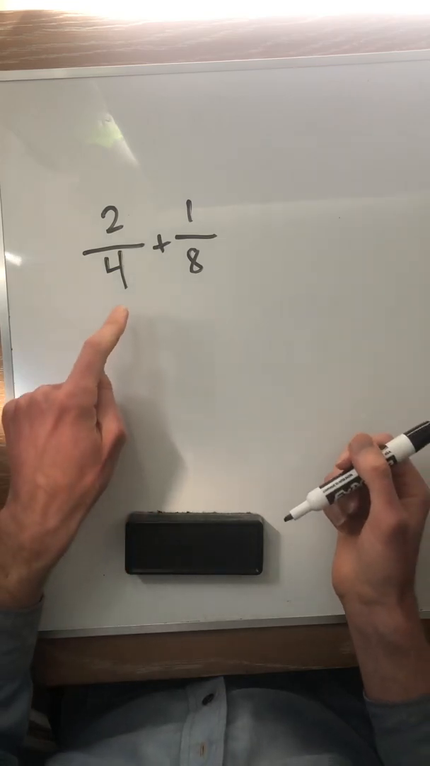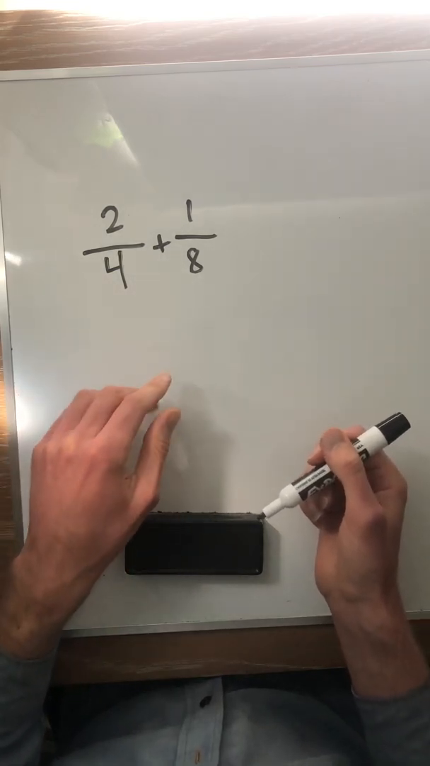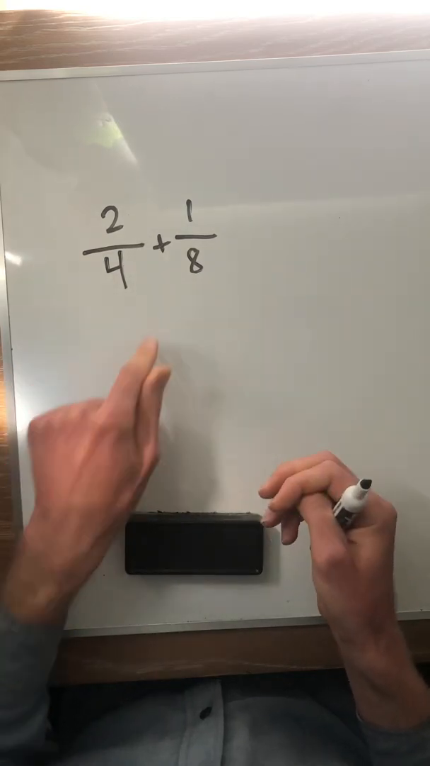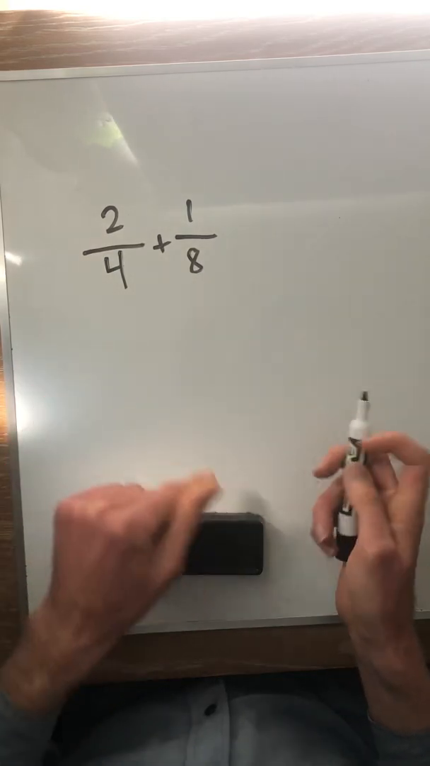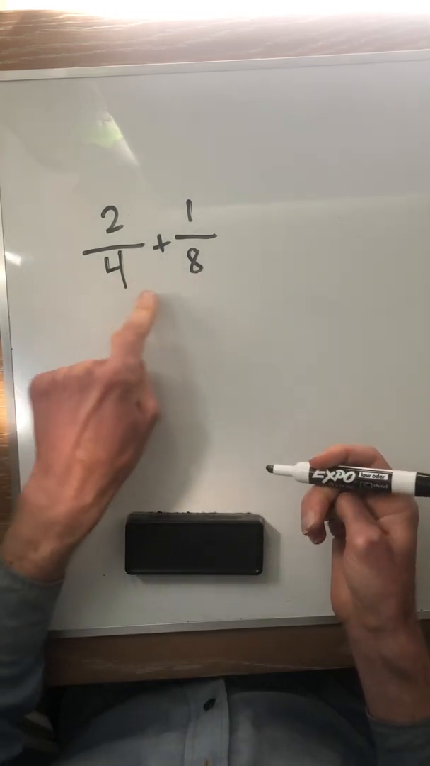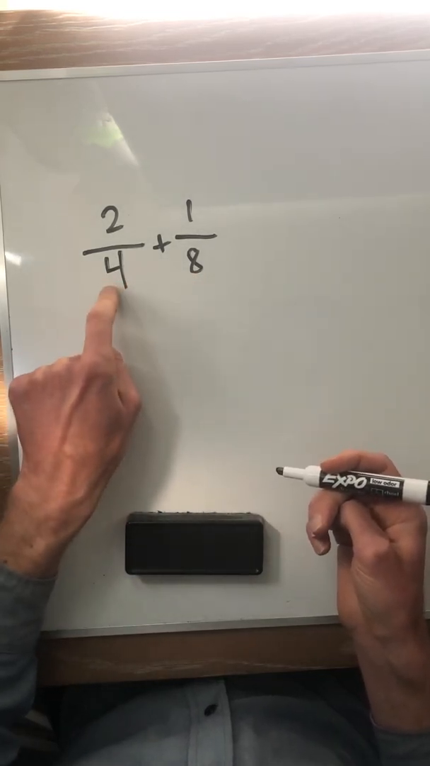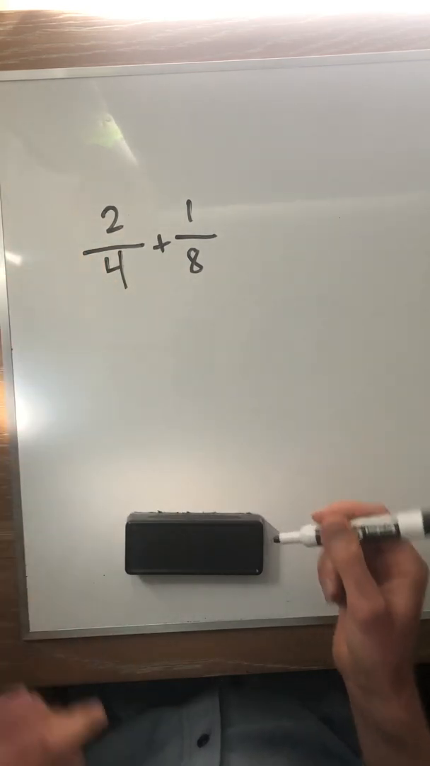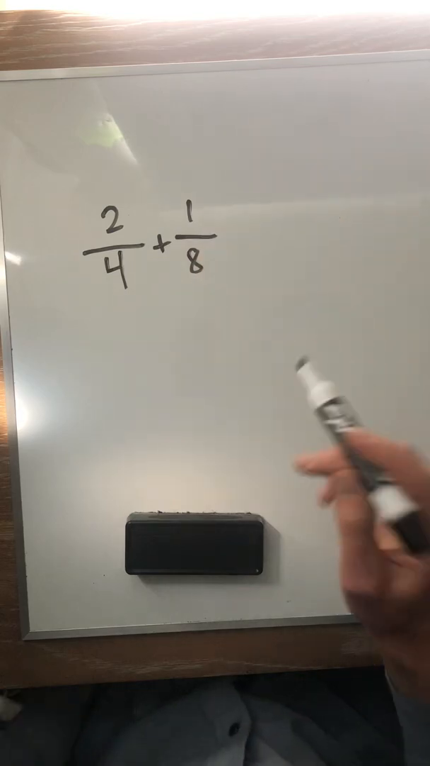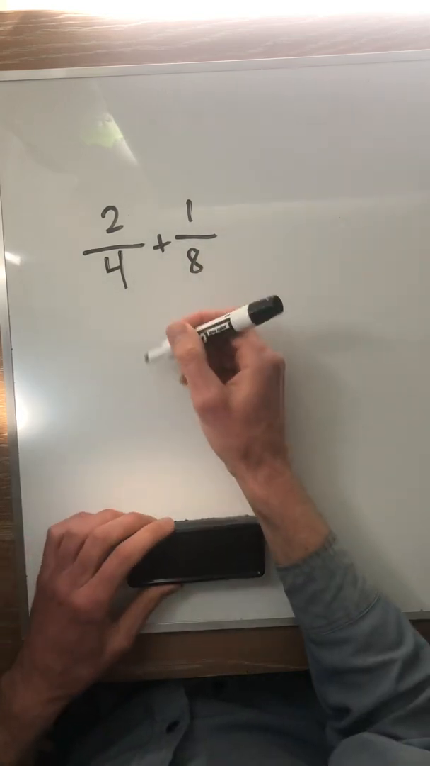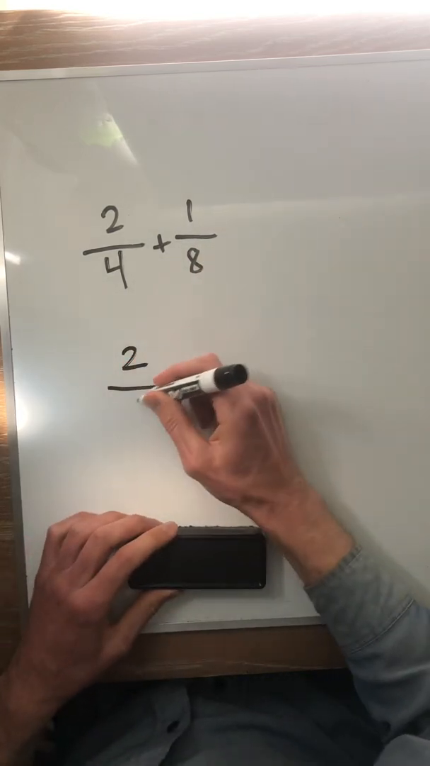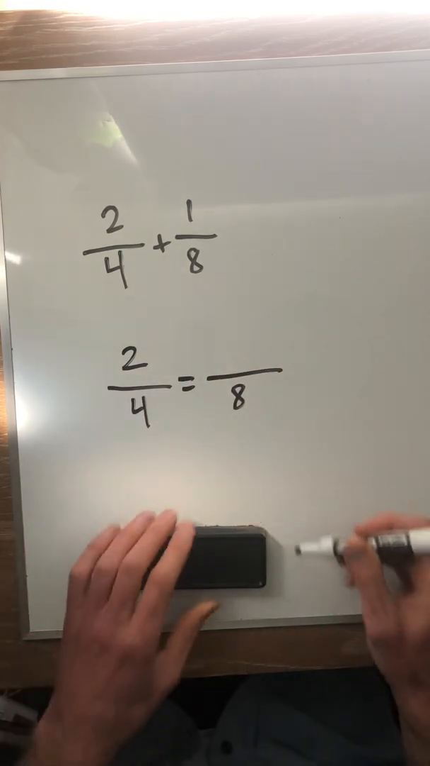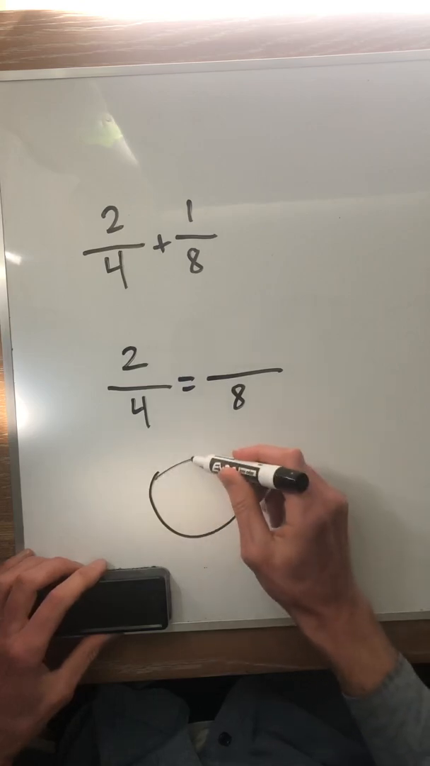So I need to find an equivalent fraction for at least one of these where I can make the denominators be the same. So in this case, it's not too hard because I can see right away, oh yeah, 8 is twice 4. I just doubled it, right? So if I can put this fraction 2/4 into eighths, then it's going to be easy peasy. I can just add it right straight across. So remember how we were doing this to find equivalent fractions? I'd say 2/4 equals how many eighths? And it looks like this.